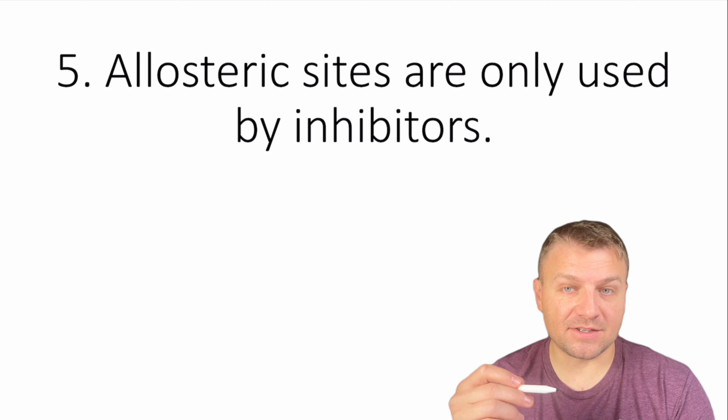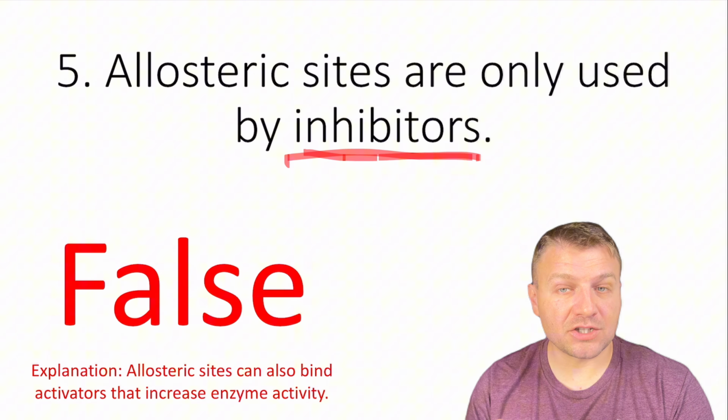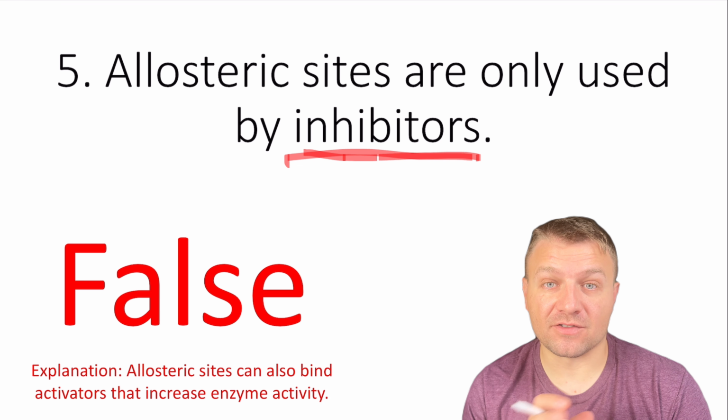Number five, allosteric sites are only used by inhibitors. So when we have these sites away from the active site, are they only used by inhibitors? Well, no, they're actually also going to be used by activators. We have inhibitors and we have activators for enzymes.